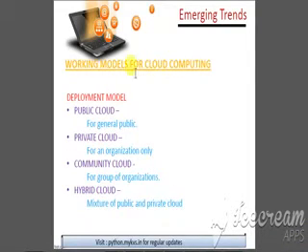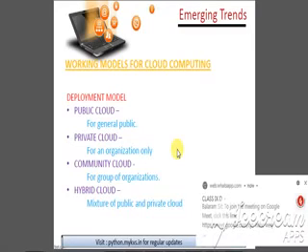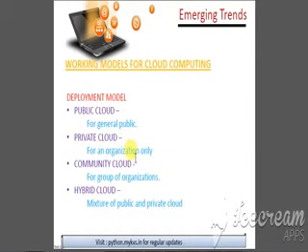We have the deployment model. Public cloud is for the general public. Private cloud is for an organization only, say TCS, Tata Consultancy Services, or any bank like ICICI Bank, Axis Bank, or State Bank of India. Those people can use a private cloud. Community cloud means a group of organizations, say even UNESCO can use a community cloud. Hybrid cloud means a mixture of public and private cloud. So these four come under the deployment model of cloud computing.